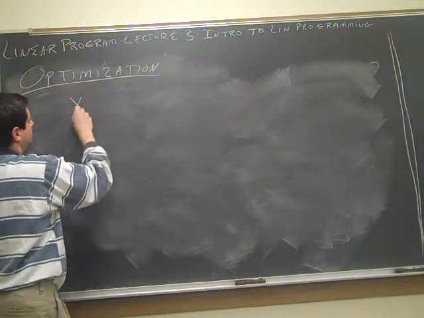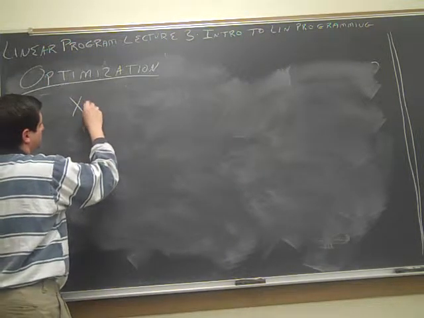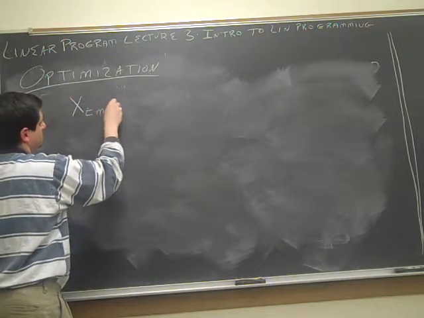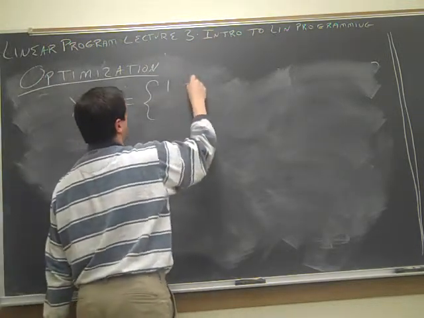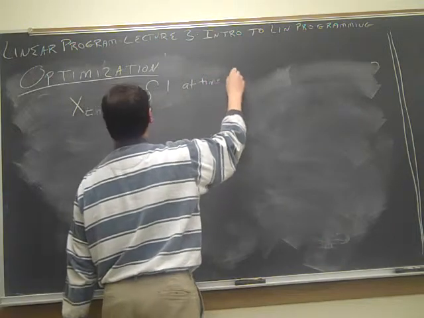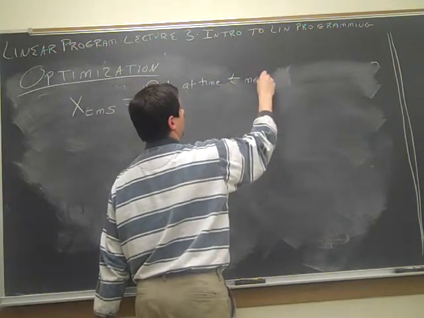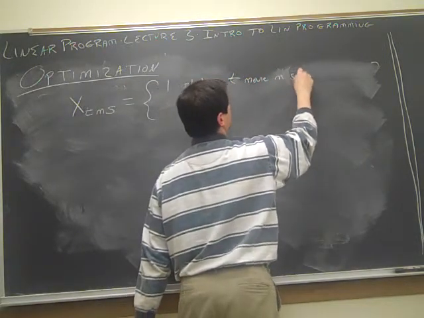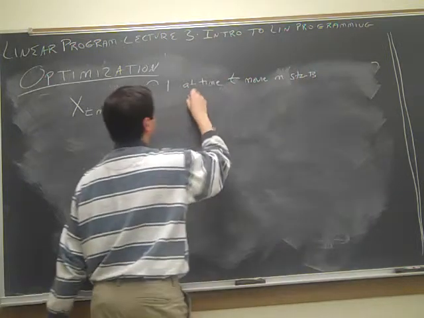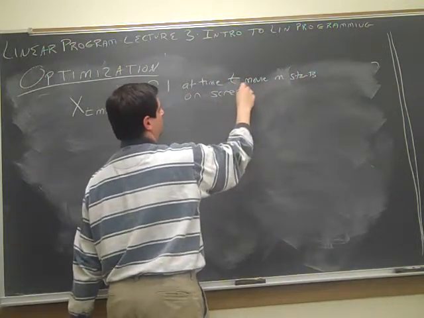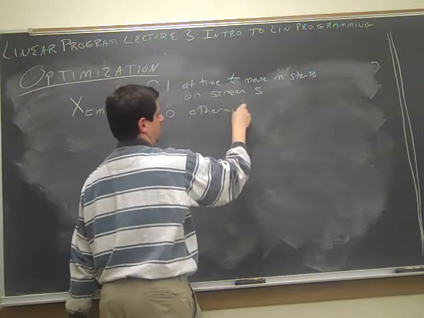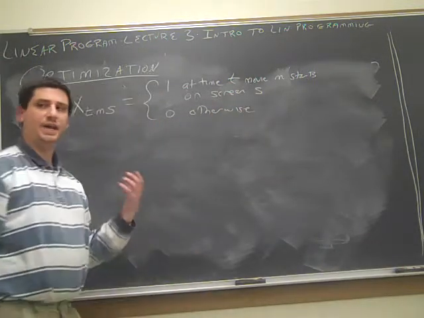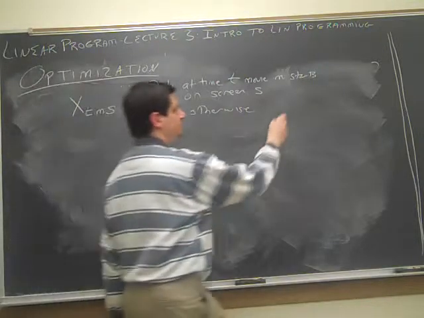So let x be 1 if at time t movie M starts on screen S, and 0 otherwise. So this is what's known as a binary indicator variable.